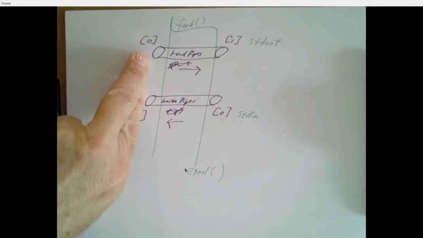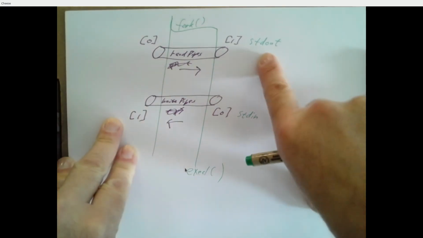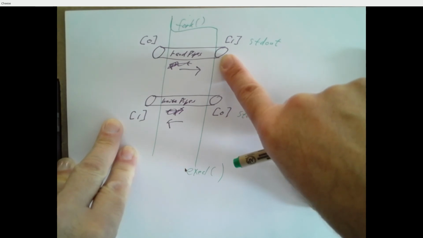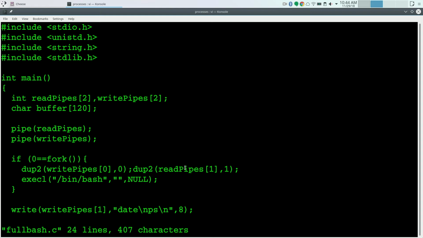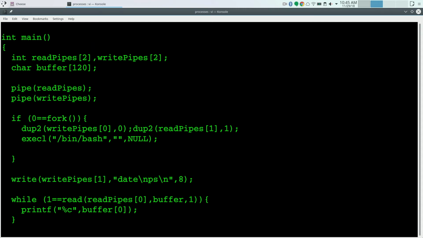All right, so we create a pair of pipes, we make a fork, we do our dupe 2, and in our dupe 2 calls we basically take standard out on this child process and associate it with element 1 on the read pipes array. Standard in is element 0 on the write pipes. And we're going to exec the bash command. So this is going to be running bash. And once we say exec /bin/bash, right, nothing else is going to happen.